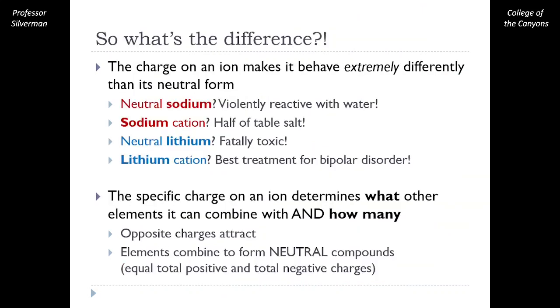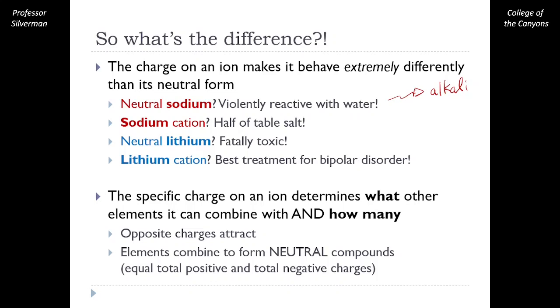All right, so if we change the number of electrons, we change the charge. We form either cations or anions. But what does that change? What does that matter? The answer is our ions behave extremely differently than neutral elements. If you have neutral sodium, this is one of our group 1 metals, one of those alkali metals, which is extremely reactive. However, if you form a sodium cation, this is what we have in our table salt. This is what makes our food taste more delicious.